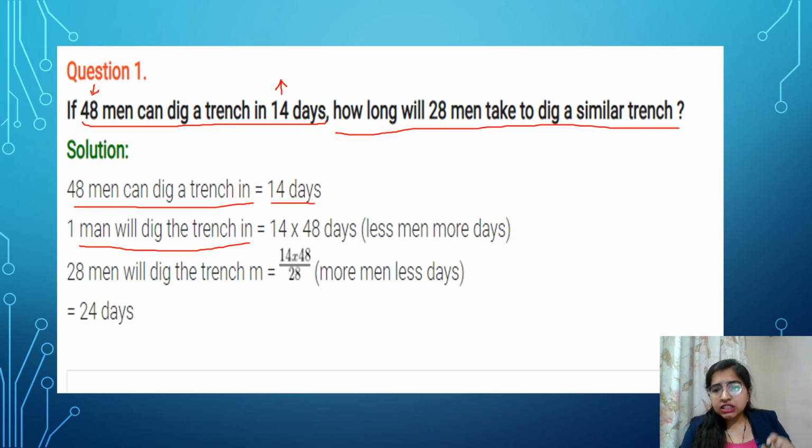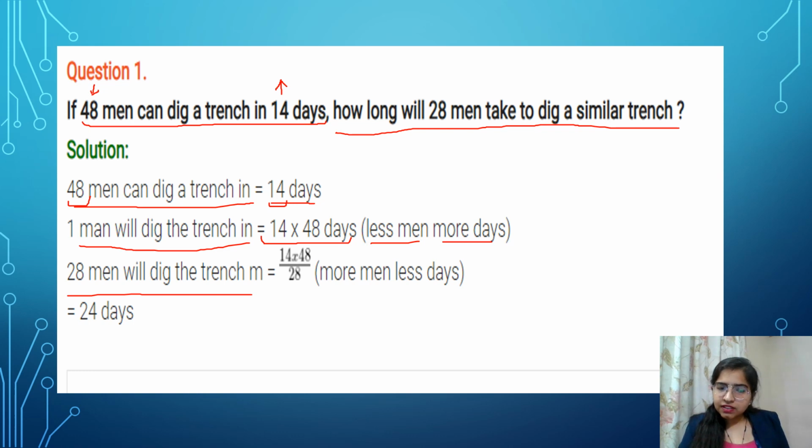So in this case, there is no need to do division. Then what do you have to do? You have to multiply, because this is inverse proportion. You have to multiply 14 with 48. What's the reason? The reason is less men, more days. Men are less, but days are more. So in this case, we multiply to find the value of the unit. Then 28 men will dig the trench in, you have to divide it by 28.